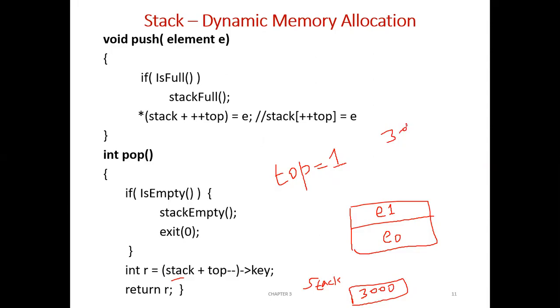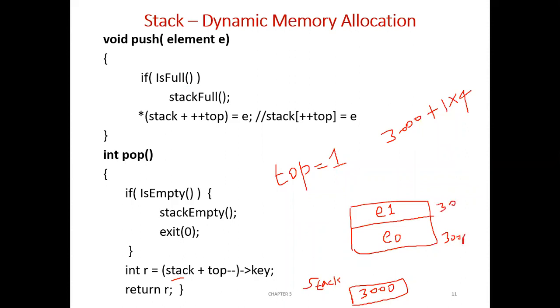3000 plus 1, that is nothing. 1 scale factor is 4. So it is 3004. So the starting address of the first element is 3000, and the starting address of the next element is 3004.